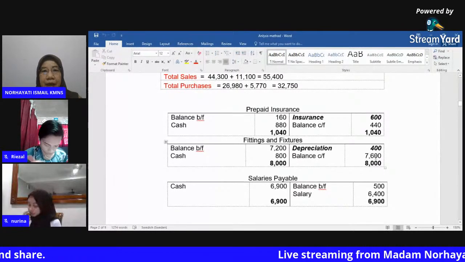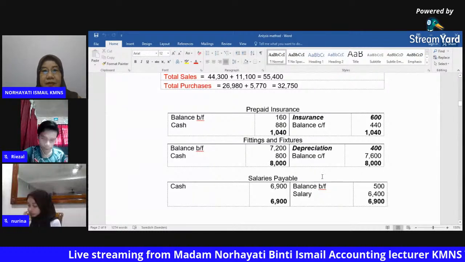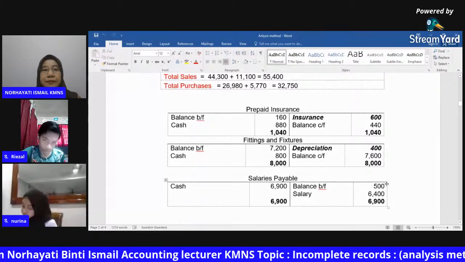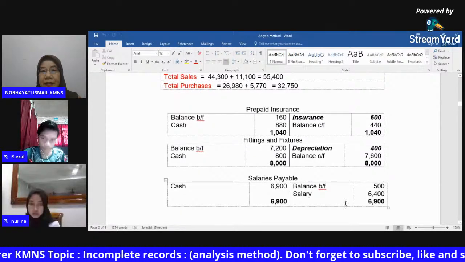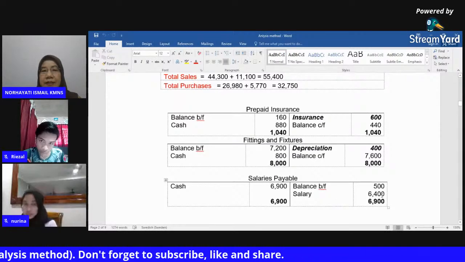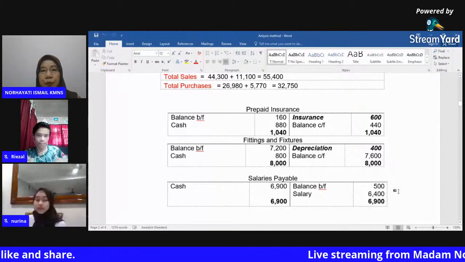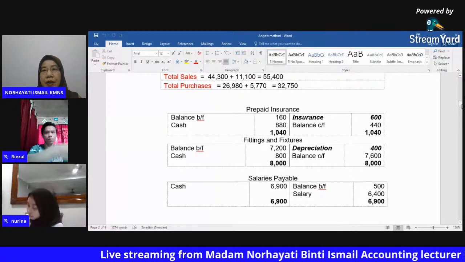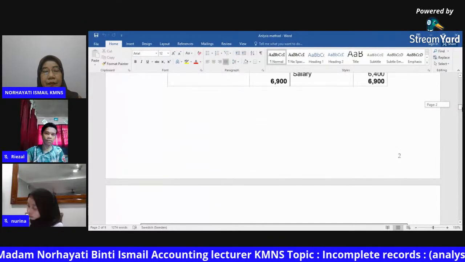Okay, salaries payable, this is a liability. Given in the question, the beginning balance, and we have made payment for salaries, so there is no ending balance. So the missing figure is salaries expense. The amount is 6,400. So we have made adjustments for expenses and also for non-current assets.